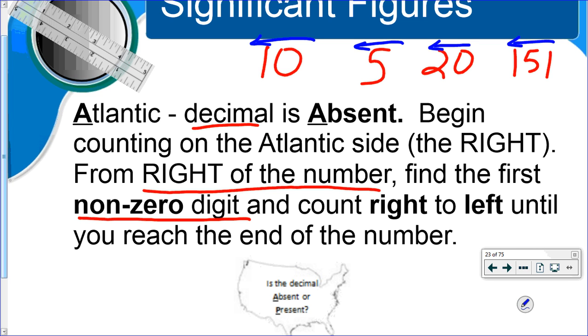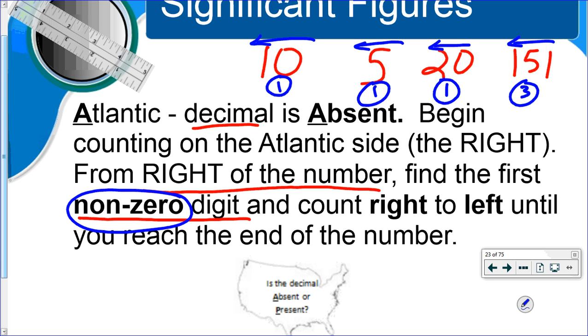Do I count my zero? No, because it's a zero. So I'm going to start counting with my first non-zero. Do I count my 1? Yes. So how many sig figs does 10 have? Just 1. How about 5? 1. Only 1. What about 20? 1. Only 1. How about 151? 3. 3. Very good. Okay?